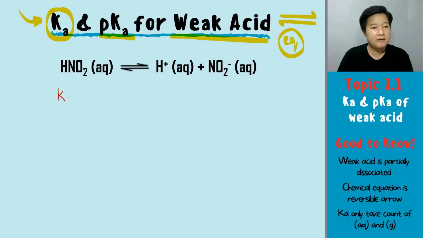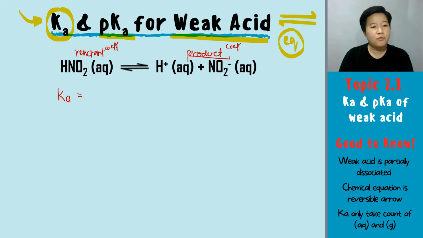So Ka, the same as your Kc and Kp, will be your products to the power of their coefficients over the reactants to the power of their coefficients, if there are any.